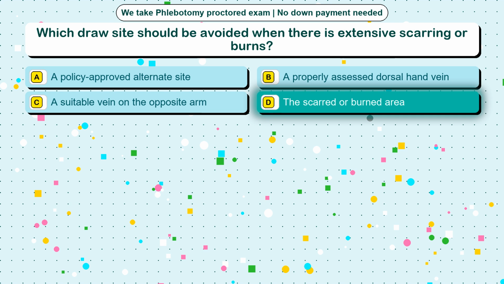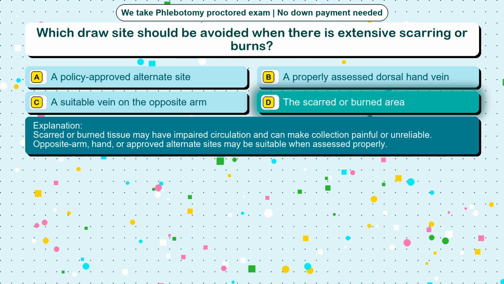The correct answer is option D, the scarred or burned area. Scarred or burned tissue may have impaired circulation and can make collection painful or unreliable. Opposite arm, hand, or approved alternate sites may be suitable when assessed properly.